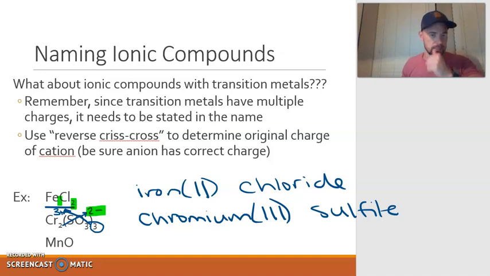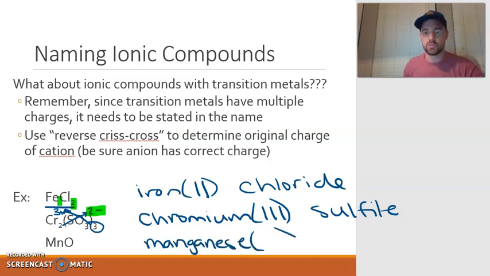But let's take a look at this last one. Name the cation. Mn is manganese. It's a transition metal, so it's going to need a Roman numeral. We'll come back to that in a second. O is oxygen, but the name of that is oxide. So we name the cation and we name the anion.